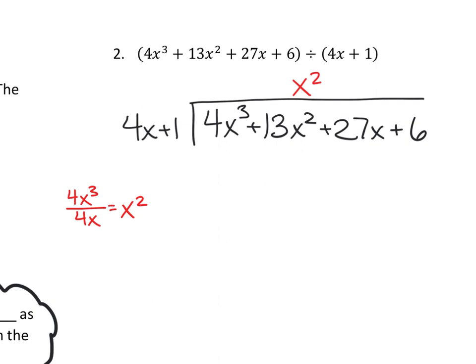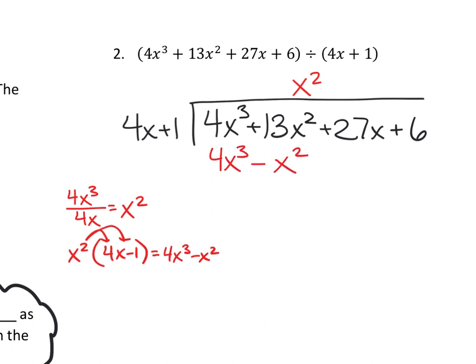Multiply. And I'm going to multiply the thing I wrote just on top by the thing I wrote on the side of the house. X squared times 4x is 4x cubed. X squared times negative 1, I'm doing this distribution, is negative x squared. That's what I'm going to write down here as the next step in my problem. Again, once we get good at this, if you don't need to show this work on the side, you do not have to. It's not required. This is just to help show you what I'm doing in my head.